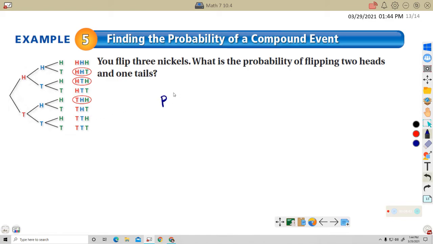Now we want to know the probability of 2 heads and 1 tail. Out of these 8 possible outcomes, 3 of them meet that requirement: heads, heads, tails; heads, tails, heads; and tails, heads, heads. So that's 3 out of 8, which is 0.375 or 37.5%. Maybe 38%. Again, it's just the desired results out of the total possible.